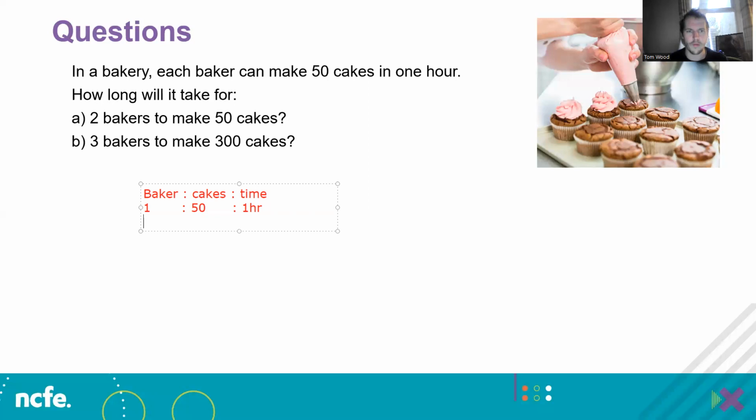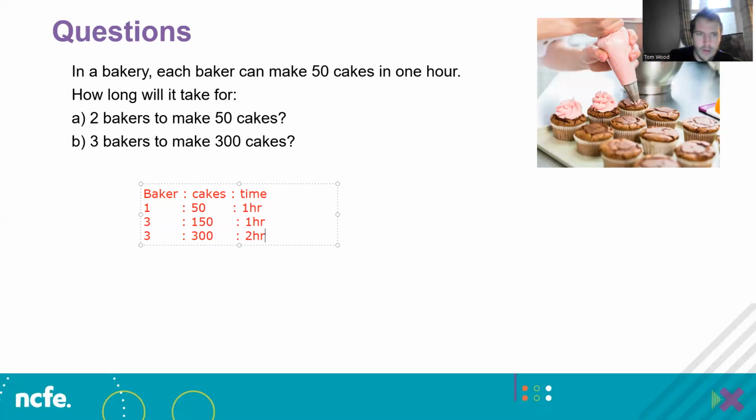So what I can do first of all is think, okay, if I have three bakers and they're all cooking for an hour, they would make 150 cakes in that hour. So therefore, if I've still got the same three bakers, but I need them to make 300, they're going to have to work for double as long. Quite nice and straightforward. This is one way of viewing it.